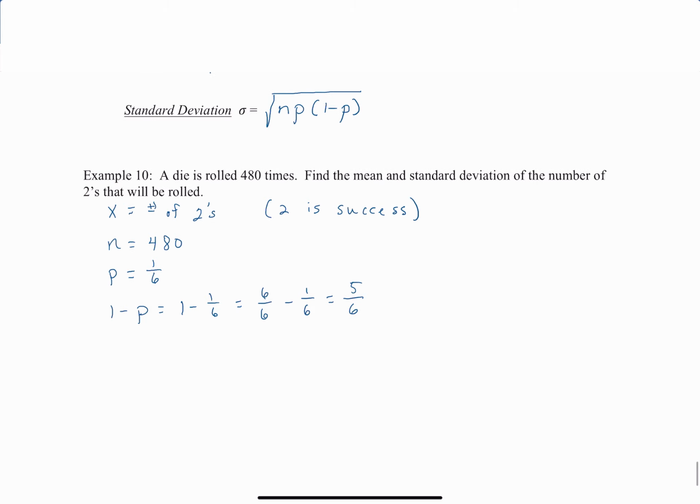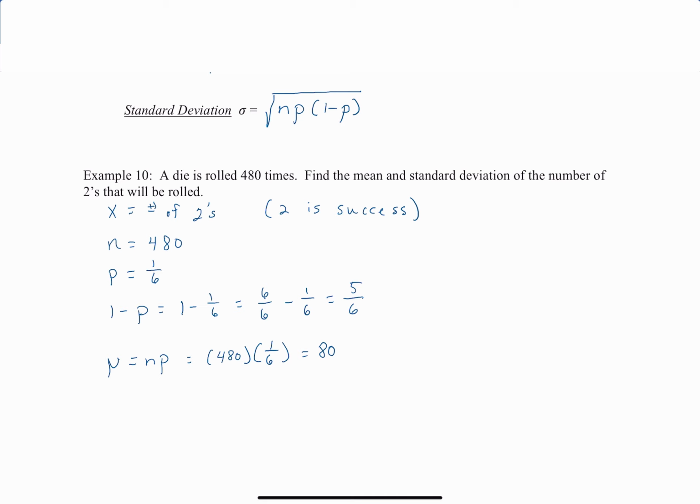Okay, here we go. Our mean is n times p. It's that simple. So we're going to have 480 times 1/6, which you can do in your calculator by just doing 480 divided by 6. And that gives us 80. So if we were to do this experiment of rolling a die 480 times, if we were to do this experiment over and over, we would expect on average to get 80 twos out of the 480 rolls.